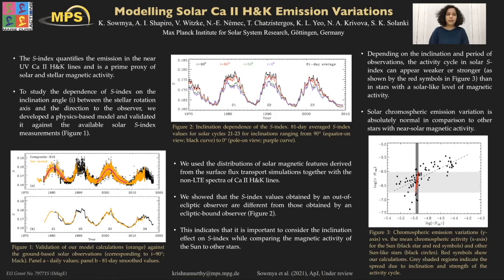S-index was suspected to be influenced by the inclination angle between the stellar rotation axis and the direction to the observer. For example, two stars with exactly the same magnetic activity but one observed equator-on and the other pole-on would have different S-index values. To quantify the inclination effect, we developed a model to calculate S-index using the state-of-the-art surface flux transport simulations and non-LTE radiative transfer calculations.